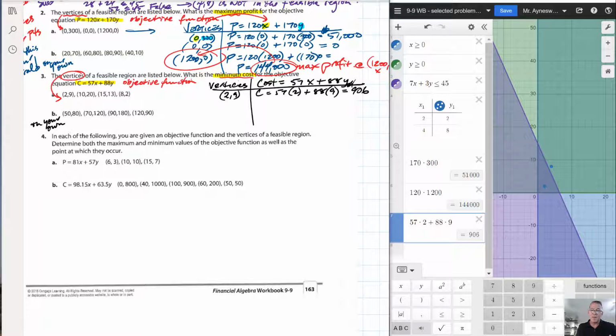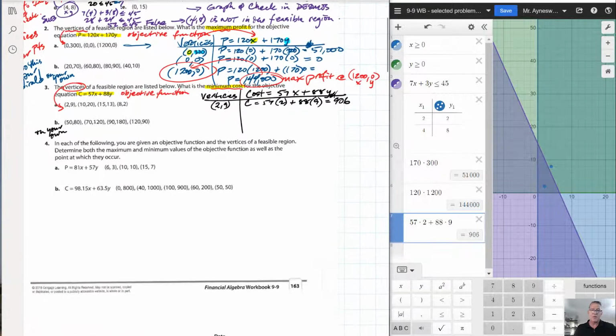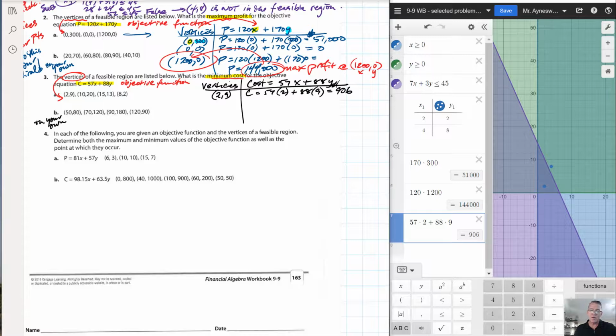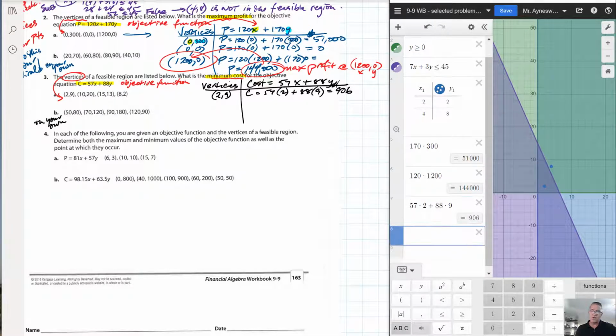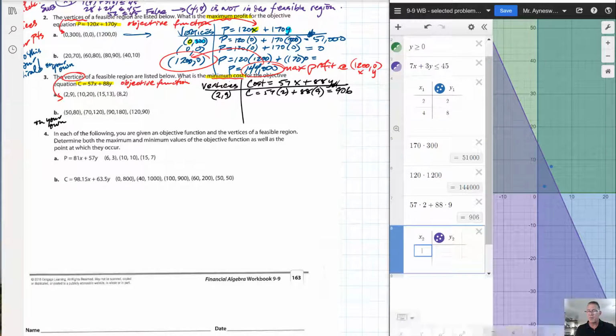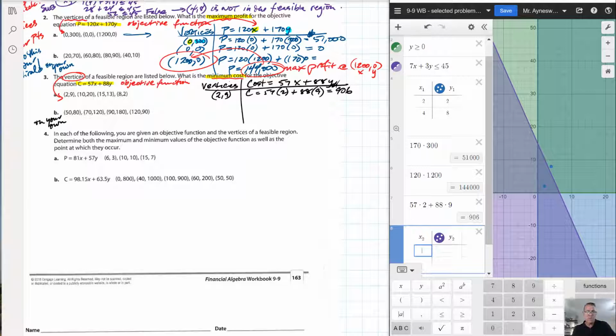Now the question is, is this the minimum? We want to minimize, right? So there's another way to do this. I want to show you, and I did do this in number 2, but I want to show you how to do this for number 3, and you can do it again for number 2 when you're ready. All right, so what you do is you set up a table. So I'm going to click on the plus sign here. I'm going to click on table, and I'm going to enter in the 4 points.